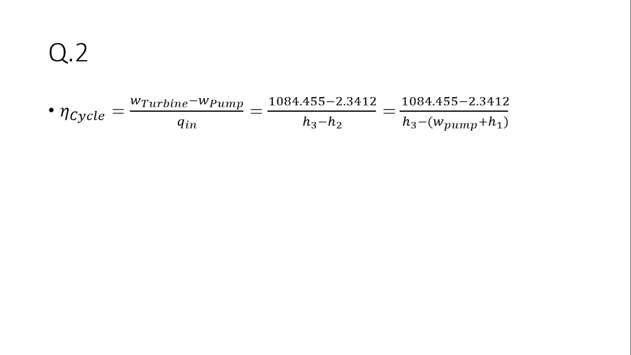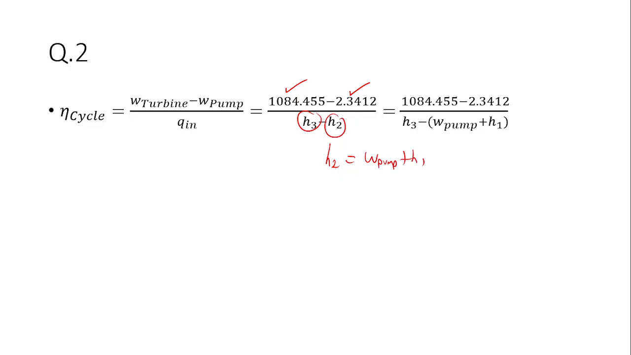Now for the efficiency of the cycle, right, we said is the work of the turbine minus the work of the pump over the Q in. And we know the work of the turbine now, we've calculated it, the work of the pump, we calculated it. But Q in we said was H3 minus H2. And remember, we said H2 is equal to the work of the pump plus H1.